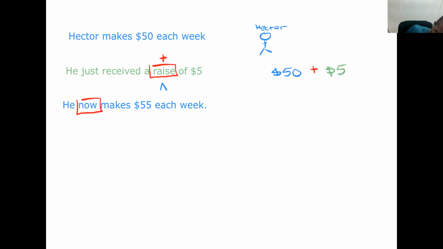He now makes. So at one point he was making $50 a week. Then he added $5 a week. So now his total is, what are we saying? $55. And here's my number sentence for that. 50 plus $5 a week is now $55 a week. And there you have it. All we had to do was picture what's going on to create this number expression using addition.